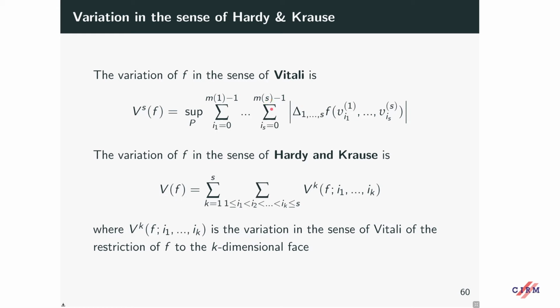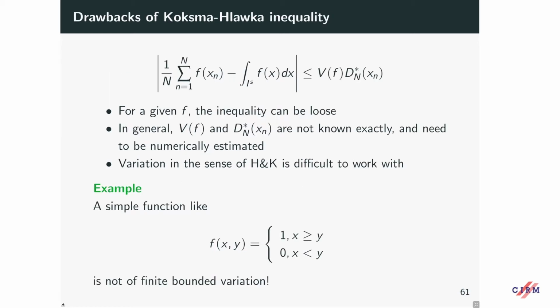Then the variation of f in the sense of Vitali is the supremum of the summation of all these differences. And then the variation of f in the sense of Hardy and Krauss looks at the projections of the function and the variation of the projections in the sense of Vitali, and then looks at the summation. Fairly complicated to work with as a concept.